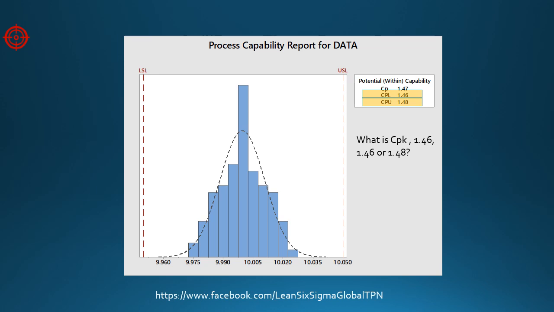Notice that this value is not very different from the value of Cp, which is 1.47. This will always be the case if the process is centered midway between the specification limits.